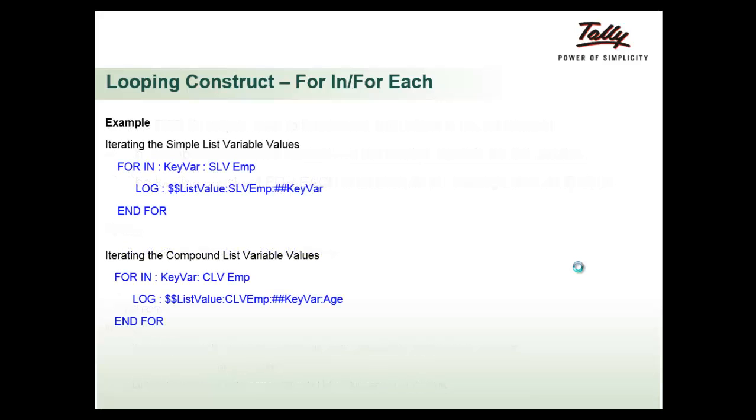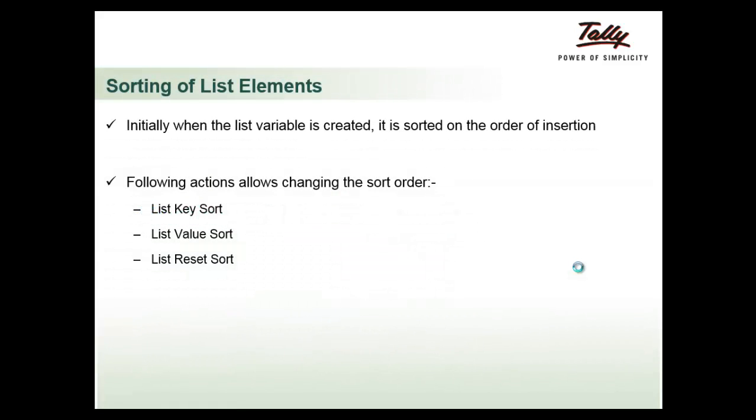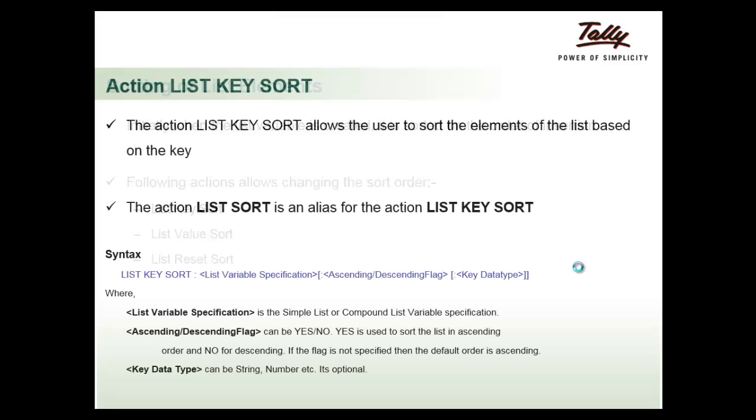And then we went to the sorting of the list variable. We know that the default sorting order of the elements of the list variable is the order of insertion. So if you want to change that sorting order, you can use list key sort, list value sort, or list reset sort.